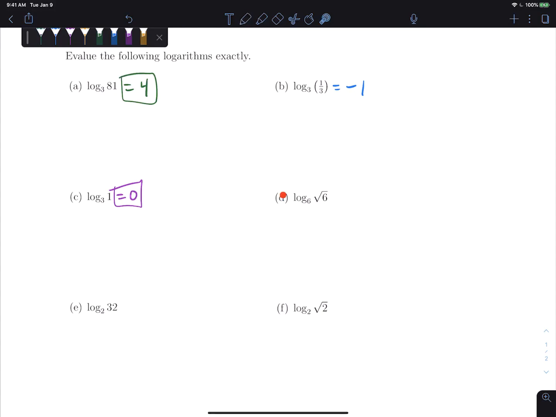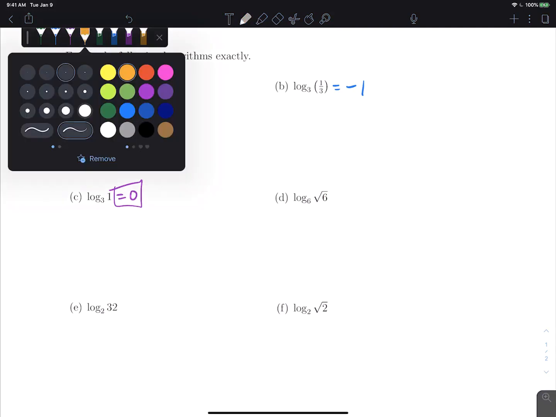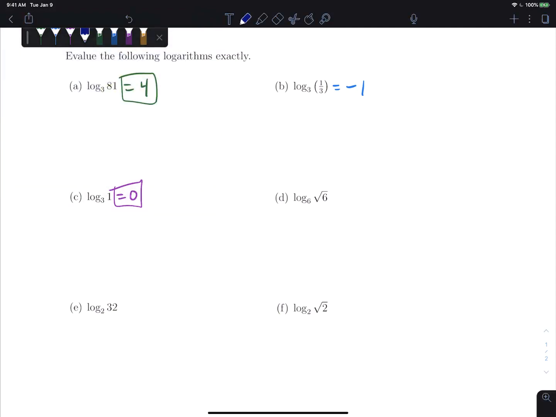Now, looking at letter D, log base 6 of the square root of 6 is what? Well, here's the thing. Notice that the base is 6, so 6 to what power gives us the square root of 6? Well, the square root as an exponent is 1/2, so 6 to the half power is the square root of 6.